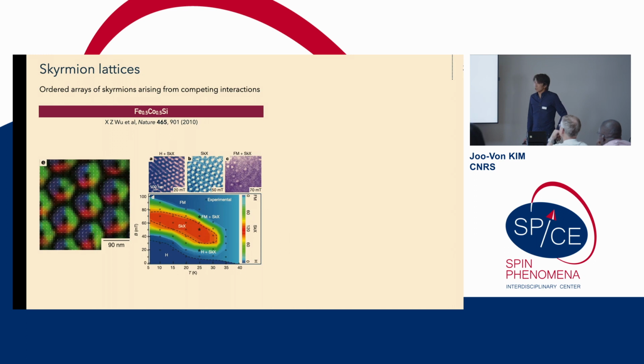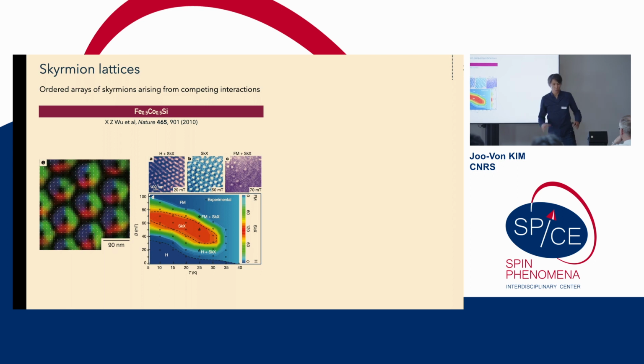So I guess skyrmions don't really need any introductions, but the kind of phases that we were interested in are these skyrmion lattice phases. This is a phase that has been known for over 10 years now, where, depending on where you are on this temperature field diagram, you can have this phase that arises where you have this ordered lattice of skyrmions. And this was seen for the first time in this iron cobalt silicon structure.